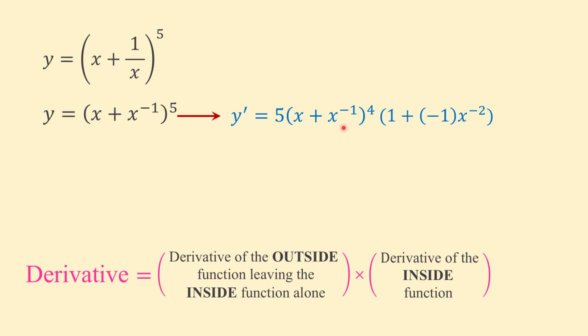And if you want, you can rewrite your answer in the fractional form. 5 times (x plus, instead of x to the negative 1, you can rewrite 1 over x) to the fourth times (1 plus negative 1 over x squared). Instead of x to the negative 2, you can bring x to the denominator and change the sign of the power.